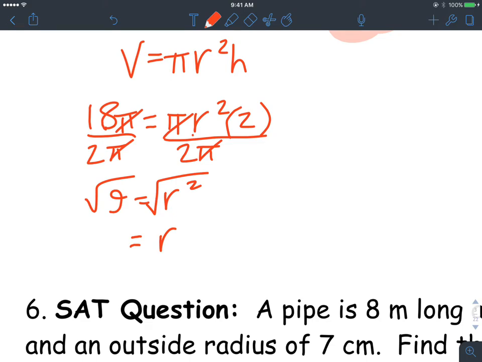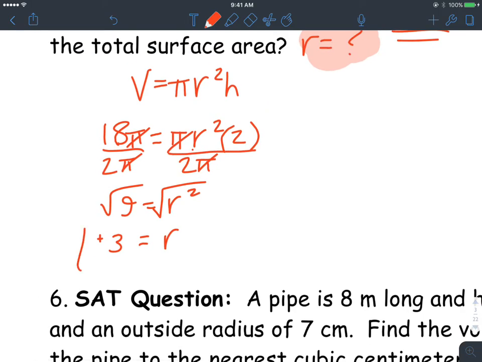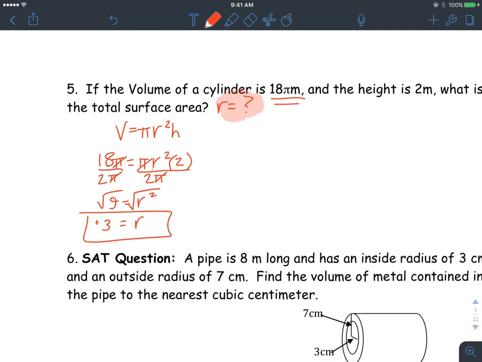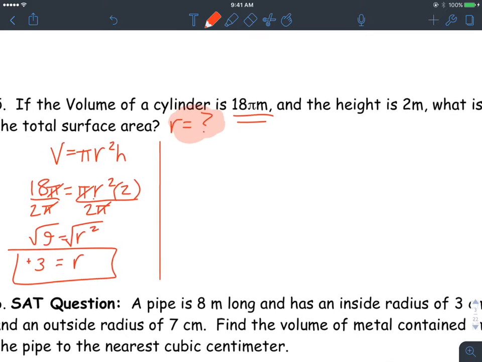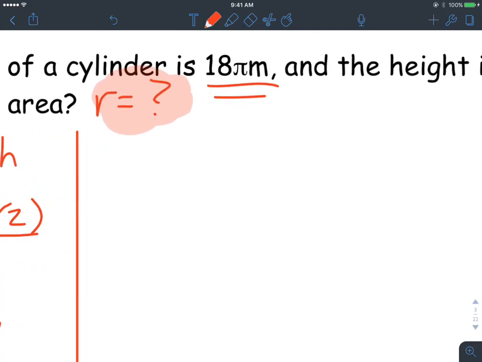And you say r equals, and then technically you've got to say plus or minus 3. But in geometry, we don't deal with negative distances. So we can go ahead and scratch out that negative, and we can just say r is equal to positive 3. Okay. Now that's not actually what they are asking for there, because they are asking what's the total surface area. So we need to go and use that formula there.